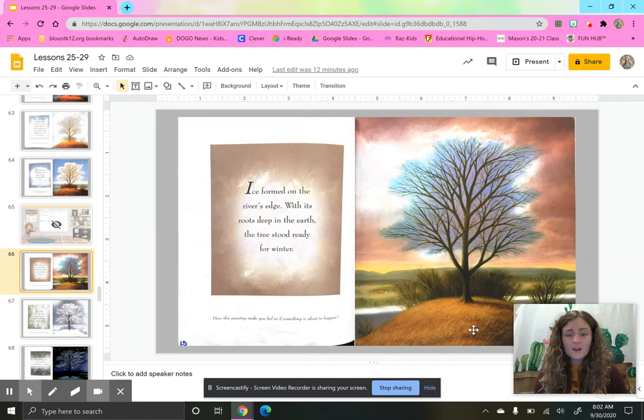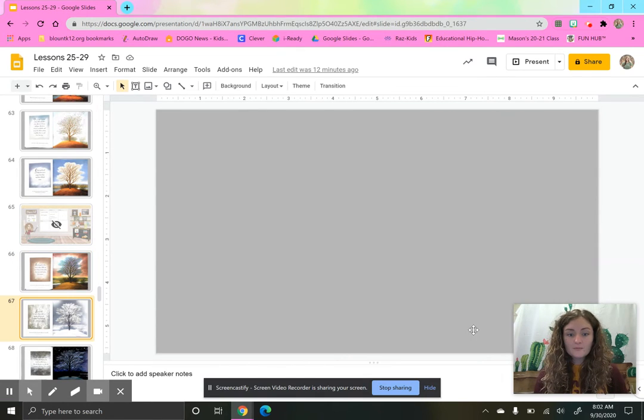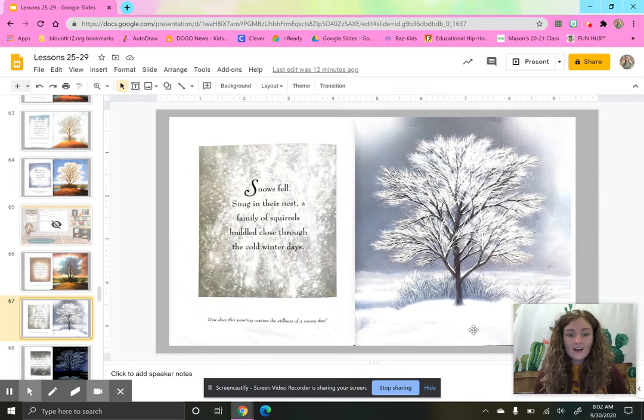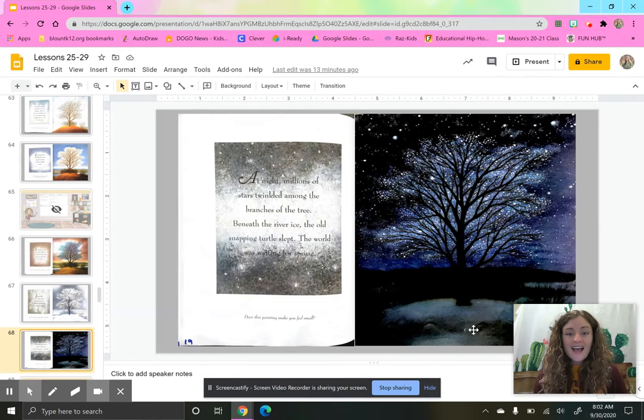Ice formed on the river's edge. With its roots deep in the earth, the tree stood ready for winter. Snow fell. Snug in their nest, a family of squirrels huddled close through the cold winter days. At night, millions of stars twinkled among the branches of the tree. Beneath the river ice, the old snapping turtle slept. The world was waiting for spring.